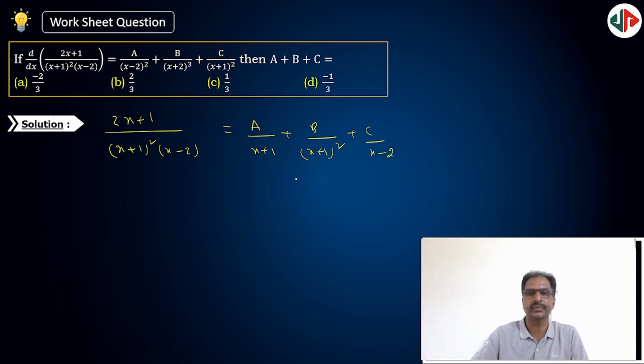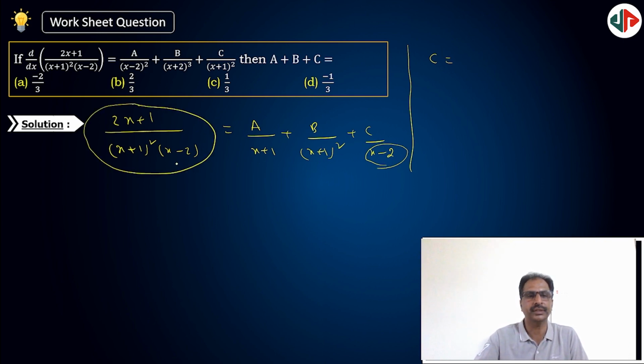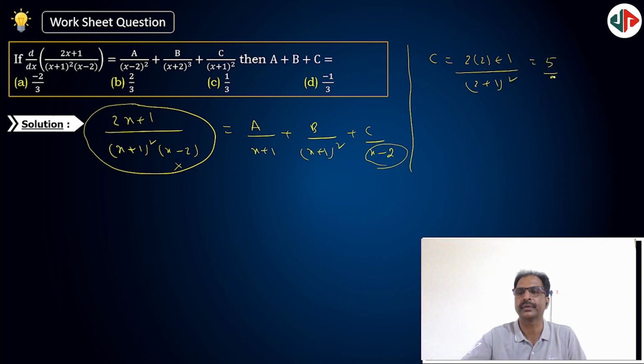Now there is a shortcut method for finding the constants. We can find c. c is the constant for a non-repeated linear factor. To find c, equate x − 2 to 0, you will get x = 2. Put x = 2 in this, except in x − 2. Then what will be c? (2 into 2 + 1)/(2 + 1)². This is nothing but 5/9.